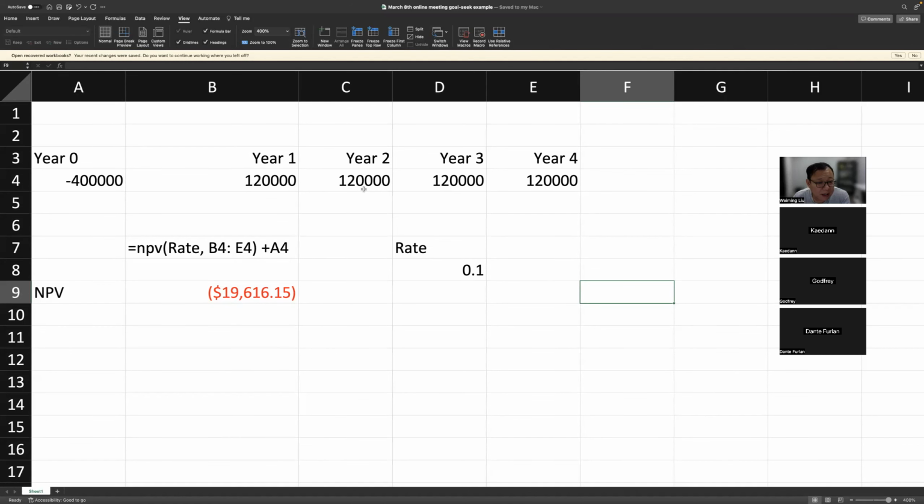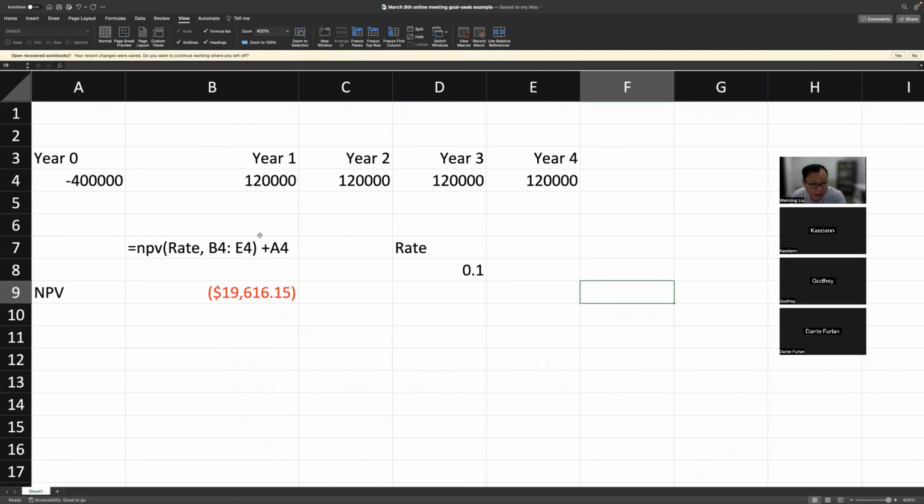Okay, and we want to know the discount rate, and we want the net present value to be 0. Because the rate that makes net present value 0 is the internal rate of return, IRR, right?